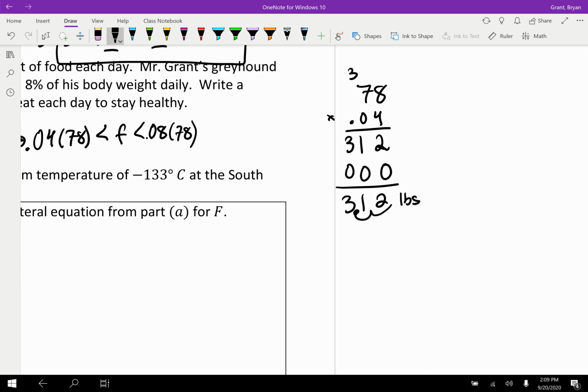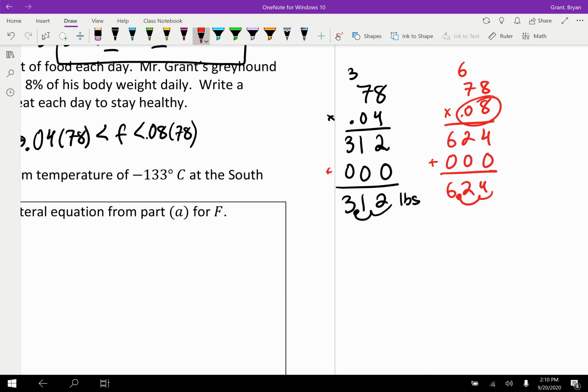Let's try our other one. We also had to do 78 times 0.08. Oh man, okay, second try. Day's getting long, I guess. 8 times 8 is 64, carry the 6. 8 times 7 is 56, plus an extra 6 is 62, and then a placeholder 0 gives us 624, 2 numbers past the decimal, so we get 6.24 pounds.